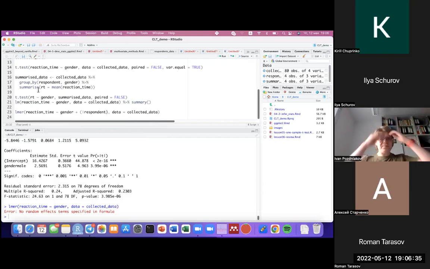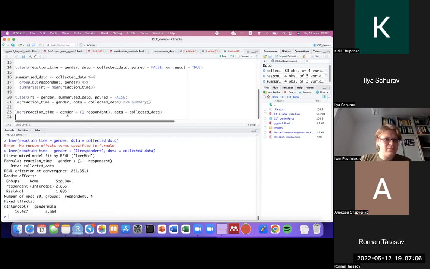And to the left of this vertical line, for the most simple model, you just put one. It means that you expect that there is some individual variation in average reaction time, and you want to test for the gender fixed effect. So everything that is not a random effect is a fixed effect. Everything that is not a fixed effect is a random effect.